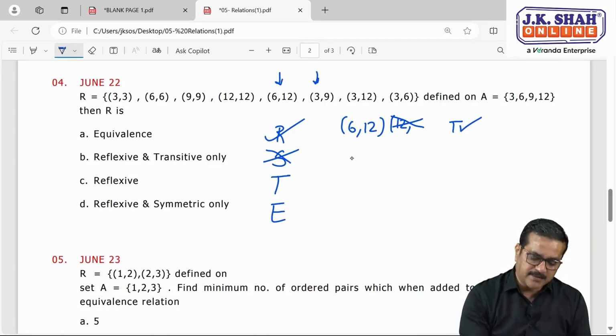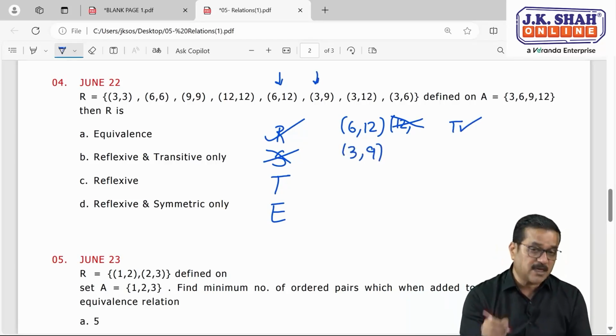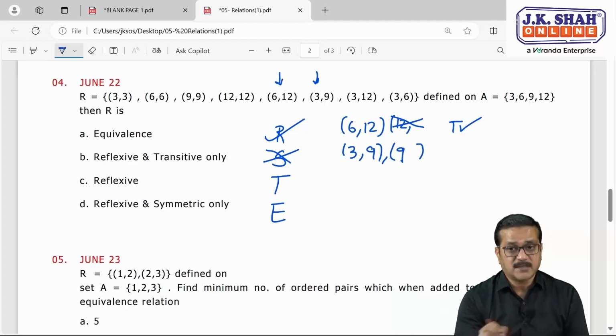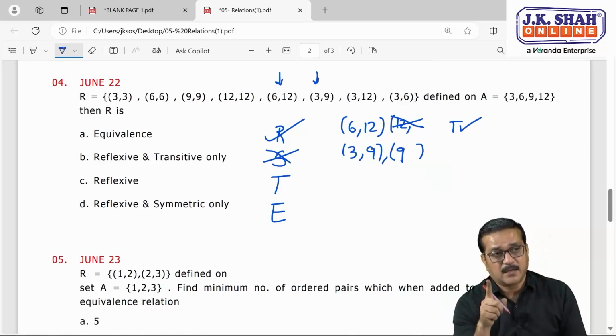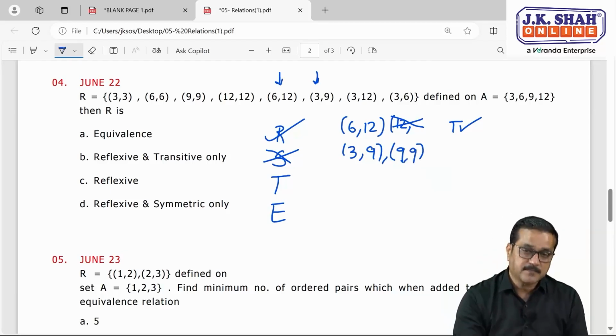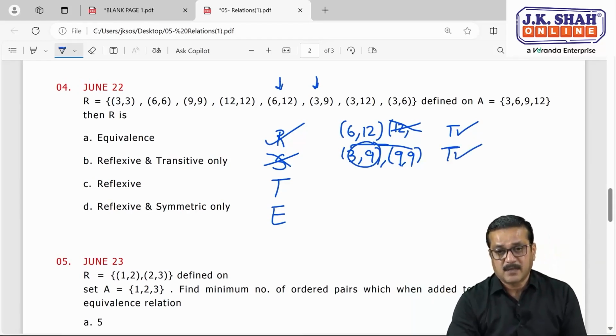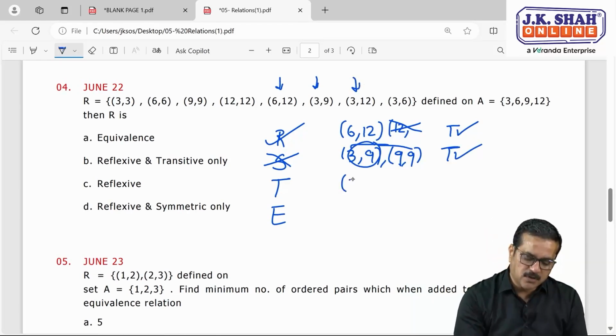Come to 3,9. I am checking my transitivity on 3,9. I need to attach a pair starting with 9. But hetero. Now there is no hetero pair starting with 9. 9,9 is there. If you want you can check it. Okay, check. Did 3 go to 9? He is saying you just wasted your time. I had gone and checked myself. You just wasted your time. Come to 3,12. Oh, same issue once again.